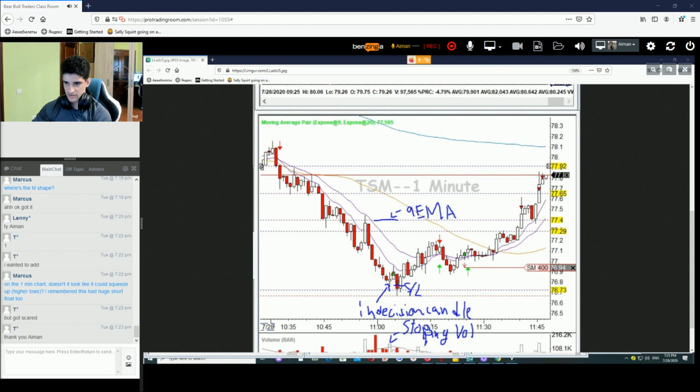Now, taking it to the long side after the indecision candle, and unfortunately it's getting you stopped out. Coming back up, no confirmation candle. You avoided the trade because there was no confirmation candle on the 1-minute chart. I'm not sure how the 2-minute chart looked. If those two candles right here formed a hammer on the 2-minute chart, I would have taken it to the long side here, and what would have been my stop loss?